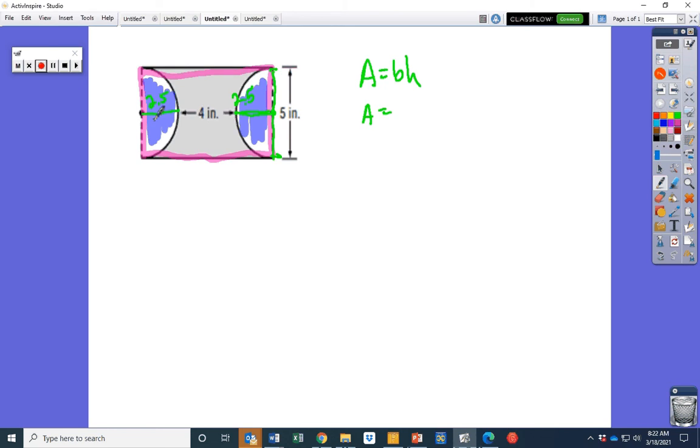2.5. So together, 2.5 plus 2.5 gives me what? 5. Okay, so 5 plus 4, that means from here to here is how far? 5 plus 4 is what? 9 inches. So the entire thing is going to be 9 inches times 5 inches.